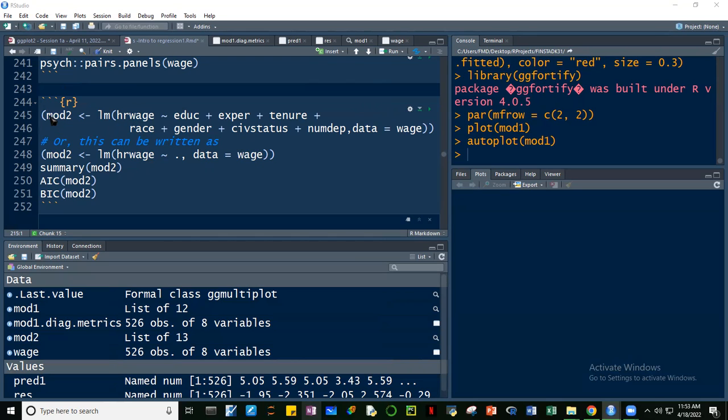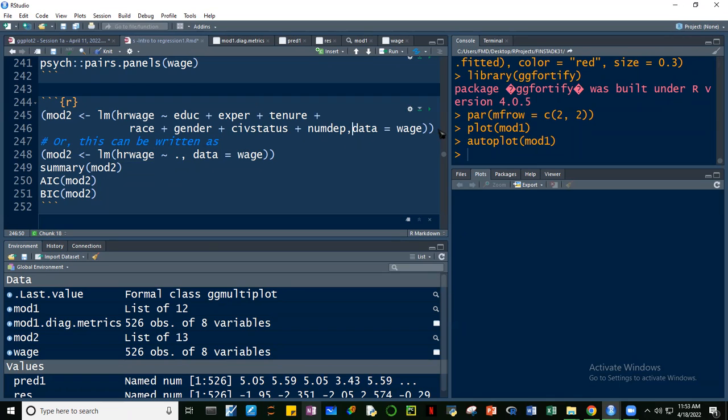All right, let's just quickly review this. So here, we created another object, mod 2. Again, this is a linear model. We are regressing hourly wage on education, experience, tenure, race, gender, civil status, plus the number of dependents. So 1, 2, 3, 4, 5, 6, 7. We have 7 predictors, and our data is the wage. Now you can spell it out or you can just use lm, hourly wage, tilde, and then dot. The dot means all predictors. So they will yield the same results.